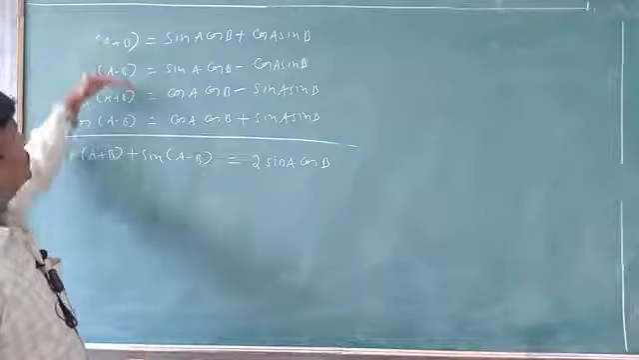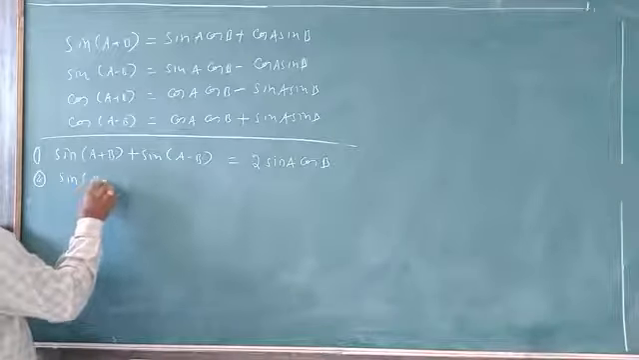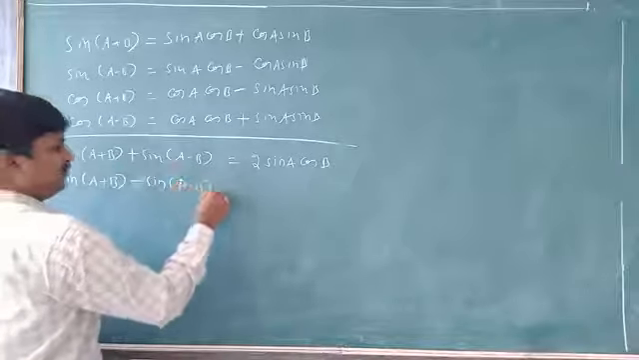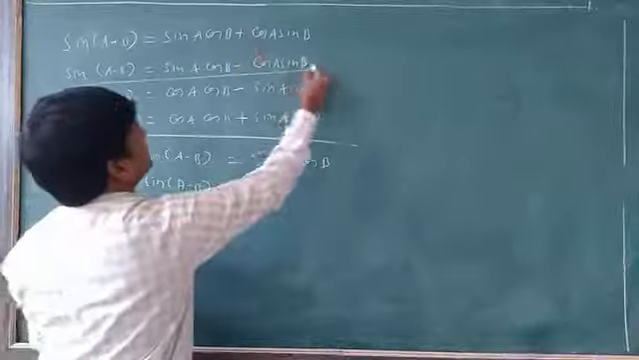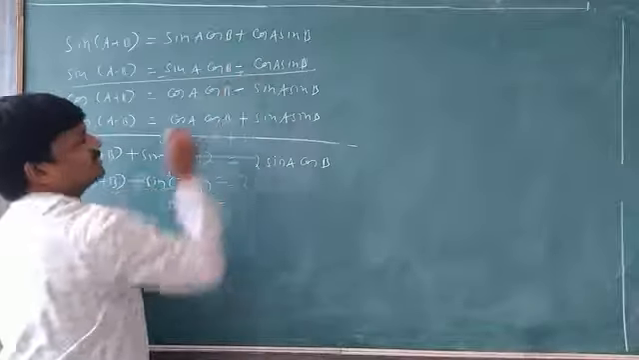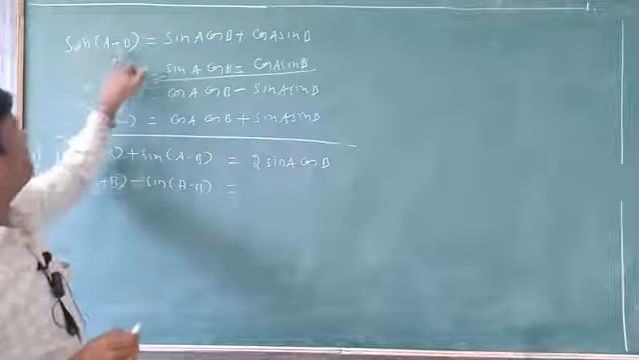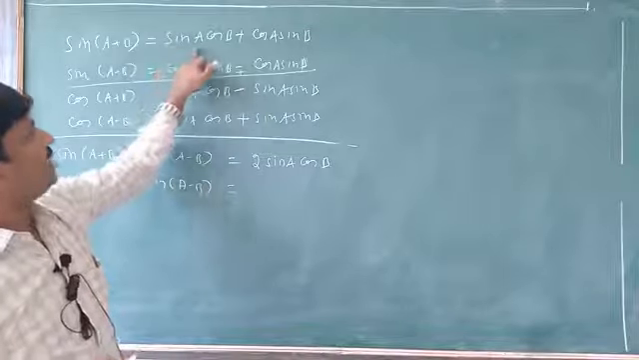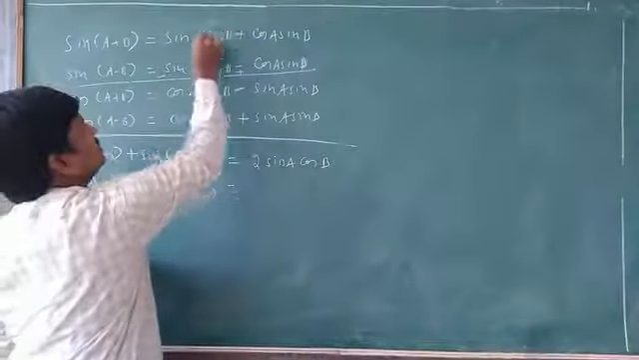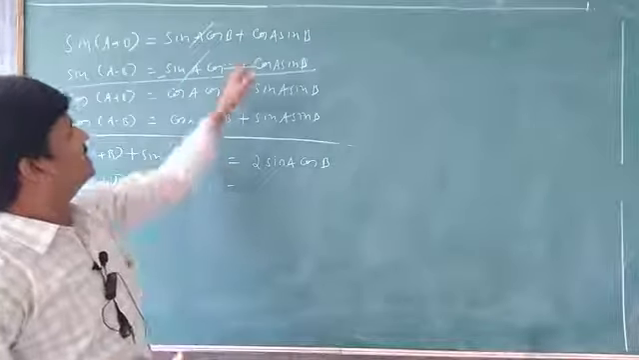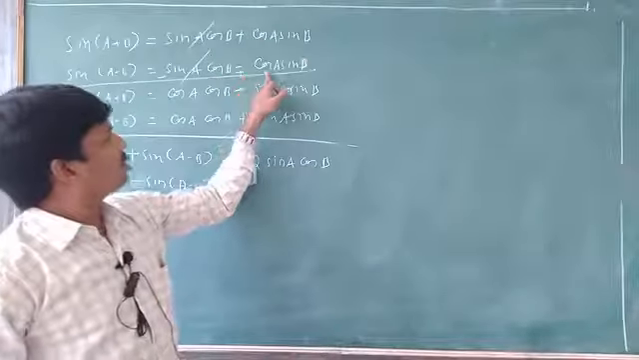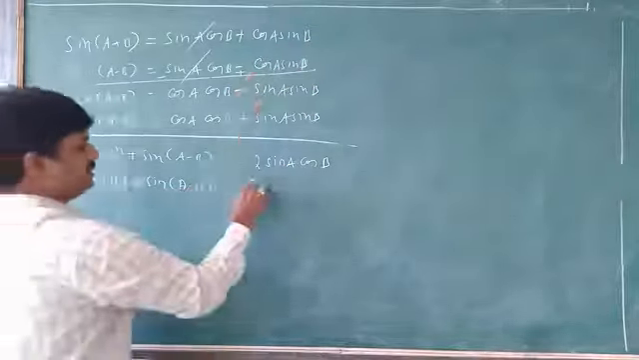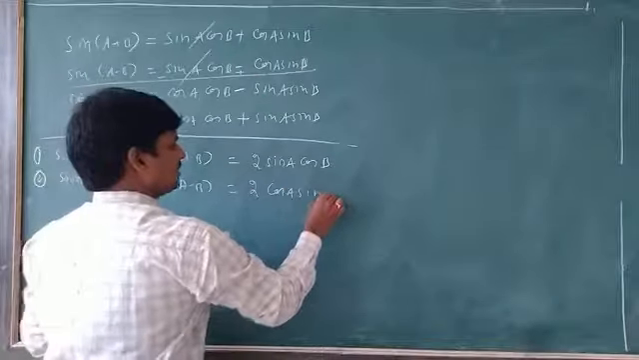Second one. Now subtract these two. That means sin of a plus b minus sin of a minus b. Subtract means here minus, here minus means plus. If you subtract these two equations, what will you get here? Sin a cos b minus sin a cos b. So these two will get cancelled, right? Yes. Here plus cos a sin b plus cos a sin b. 2 times. So what is the formula? It is 2 cos a sin b.